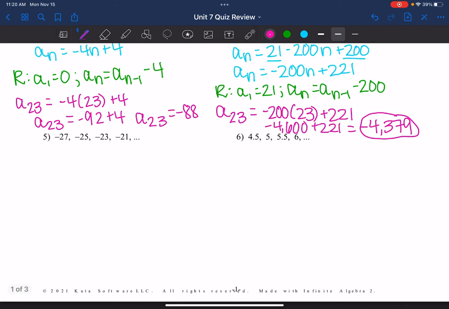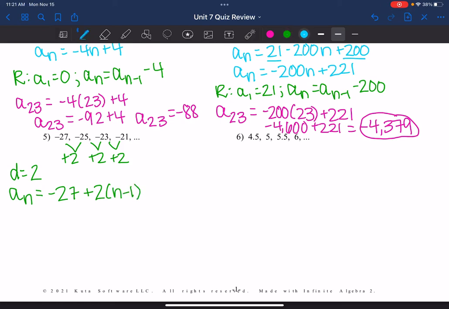Number 5, we're going to look at that and see that the common difference here, we are adding to each time. So my common difference is going to be a positive 2, which means that I've got a sub n equaling my first term, which is negative 27, plus 2 times n minus 1. So when I simplify to create my explicit formula, I've got a sub n equals negative 27 plus 2n minus 2. If I add my like terms together, I've got 2n minus 29.